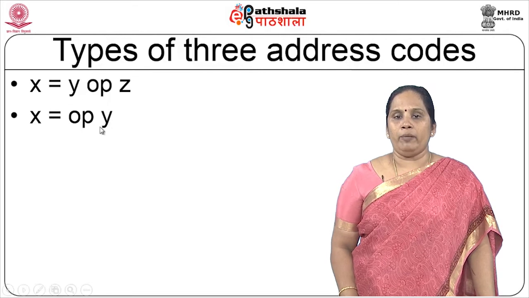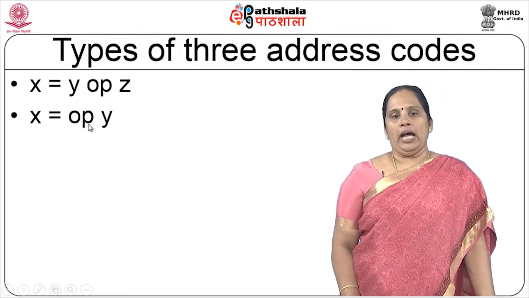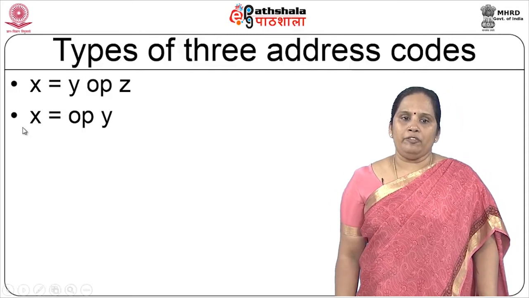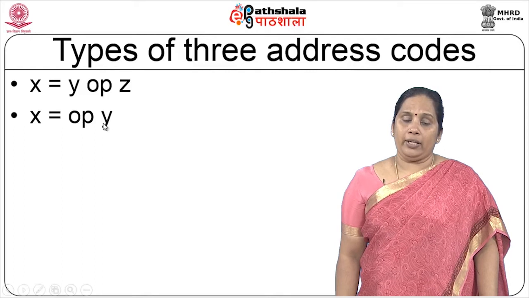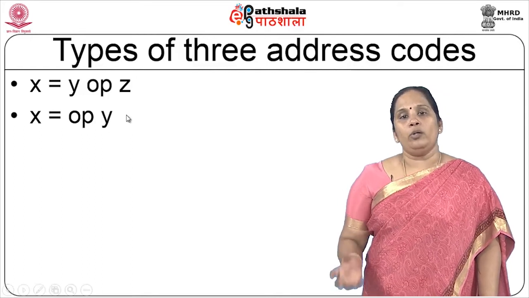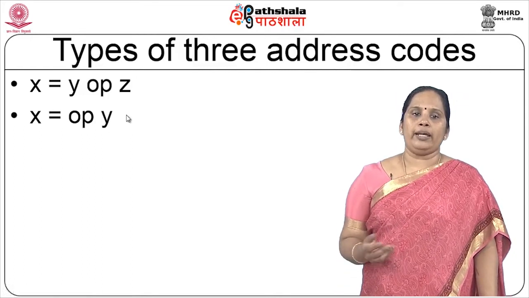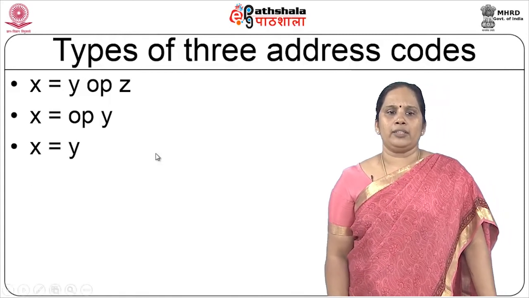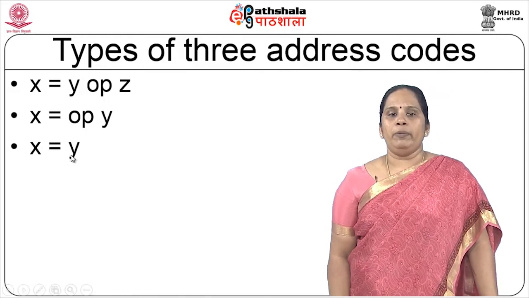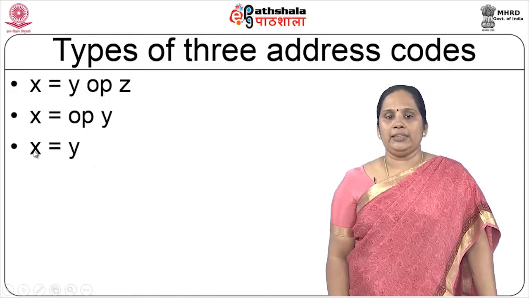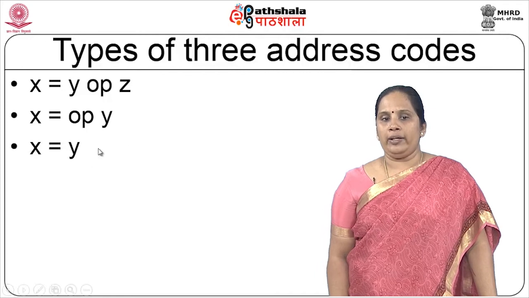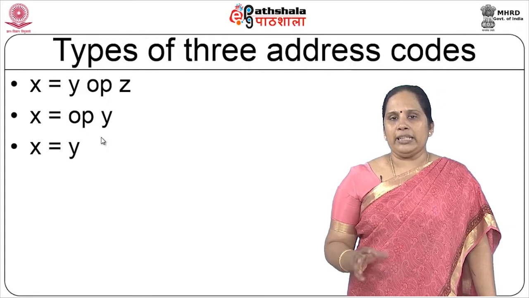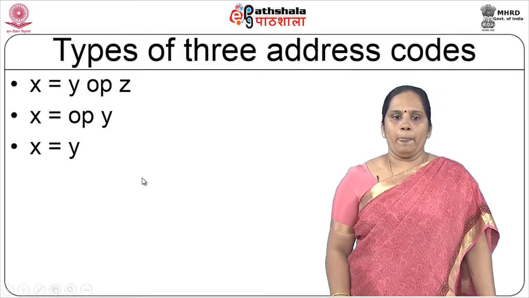We already know there can be at most only one operator on the RHS, and that happens to be the operator here. I can have 3 addresses at the most, therefore x and y are the addresses here, which is also called a 2-address code. So if it is a three-address code, I can be fine with a 2-address code also. The third type of three-address code is x is equal to y. This is simply an assignment statement where LHS is one address and RHS is one address. The RHS can have at most one operator, and that operator is missing here.